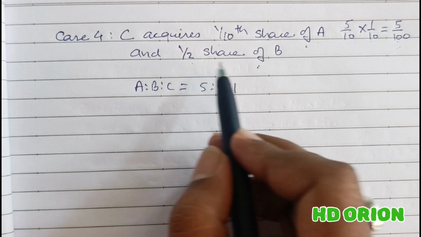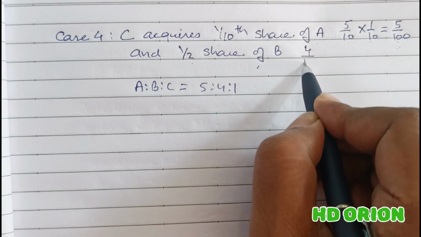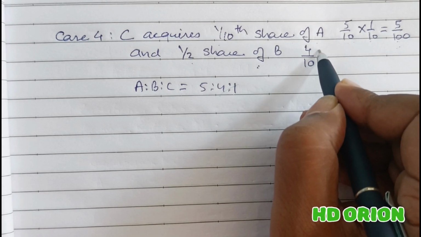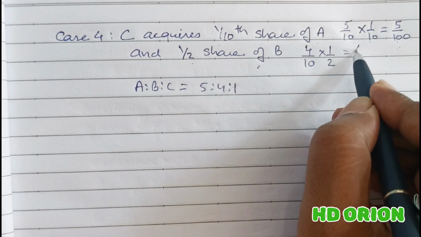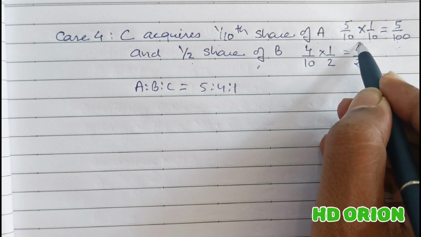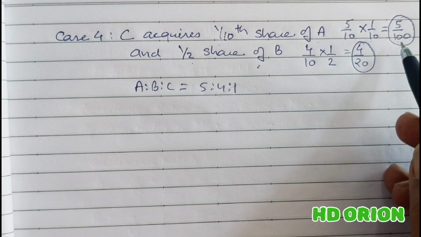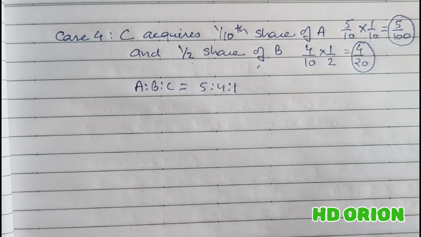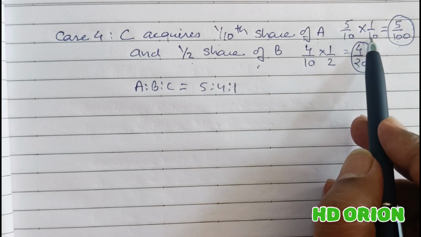And B has to sacrifice half of his portion of profit. His portion of profit is how much? 4 by 10. Here see 4 by 10. And half of which is how much? Into 1 by 2. Half. So it is 4 by 20. So this much portion B has to sacrifice, and this much portion A has to sacrifice out of the total profit from their profit. Now the language is of A, and therefore we are doing it this way.